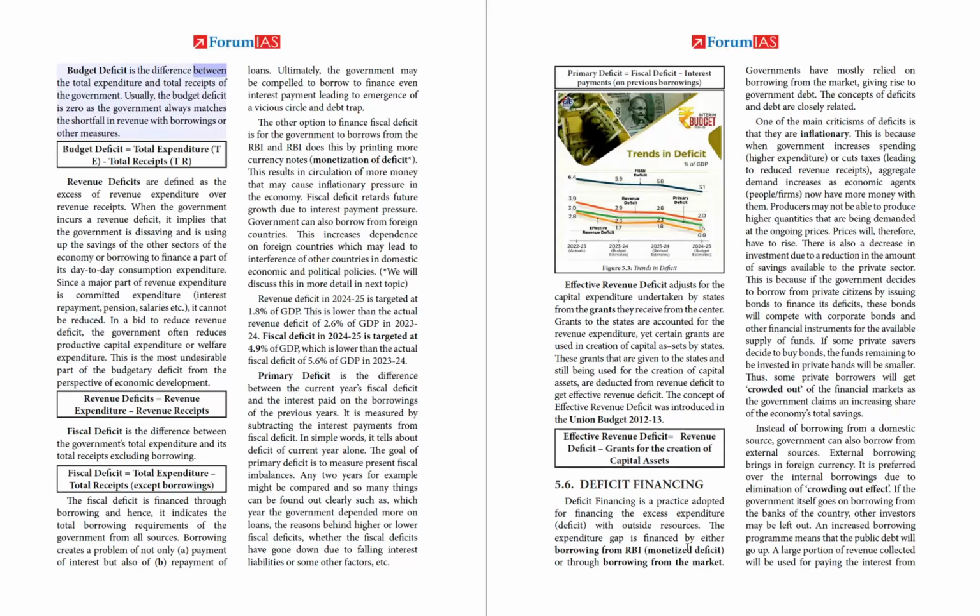Budget deficit is the difference between the total expenditure and total receipts of the government. Usually, the budget deficit is zero as the government always matches the shortfall in revenue with borrowings or other measures. Budget deficit equals total expenditure (TE) minus total receipts (TR).